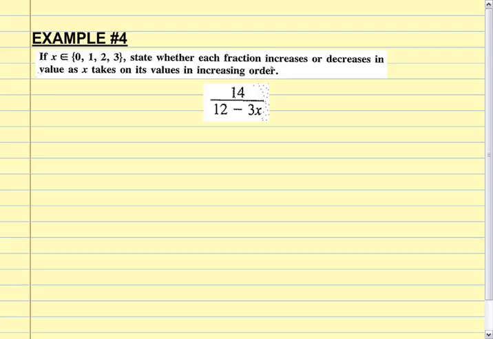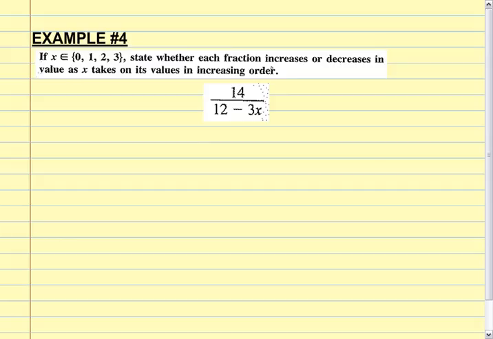Okay, folks, example number 4 says, if x is these numbers, and I don't even know if that's grammatically correct. If x is from this set of numbers, 0, 1, 2, 3, state whether each fraction increases or decreases in value as x takes on its values in increasing order. I don't know that they could have written that more confusing.